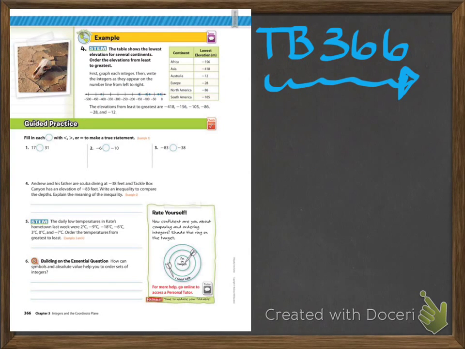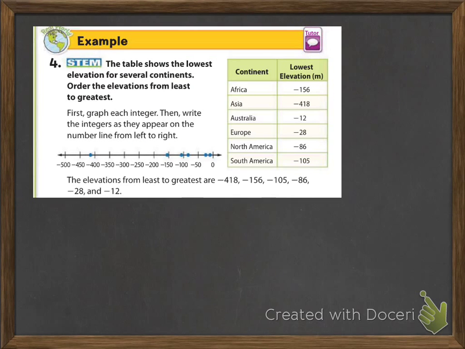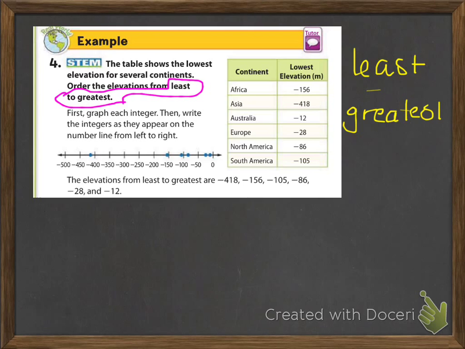All right, so now you're looking here at textbook page 366 at the top. It says the table shows the lowest elevation for several continents. Order the elevations from least to greatest. There it is again. Let's go ahead and make sure that we get our elevations from least to greatest. You might even want to write yourself a note, least to greatest, okay? So now we're going to take a look at those. The first thing that they did here, you don't need to redo it. I just want you to be able to follow along.